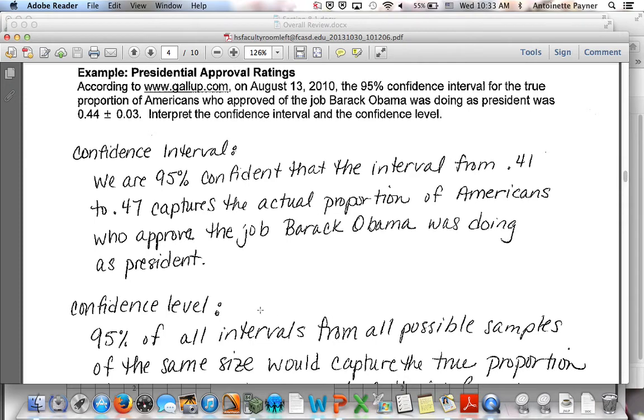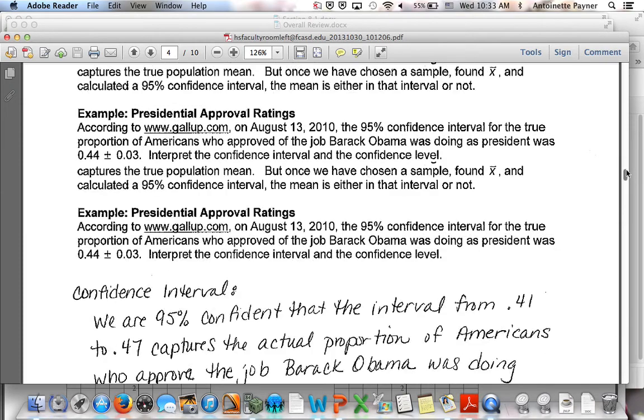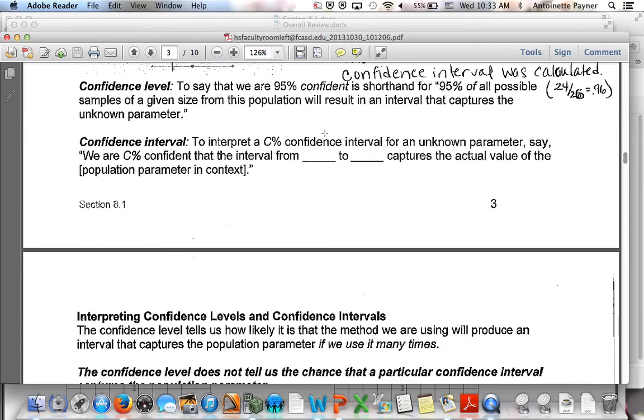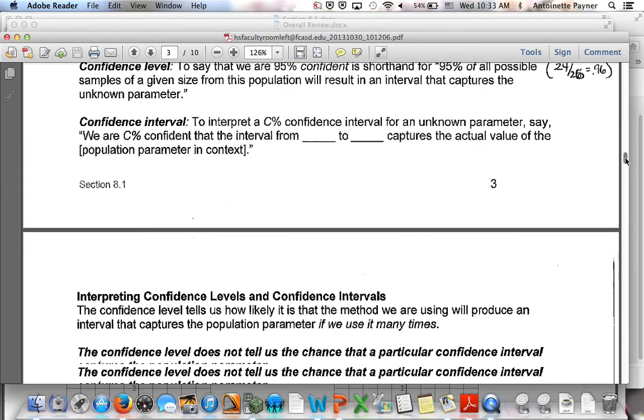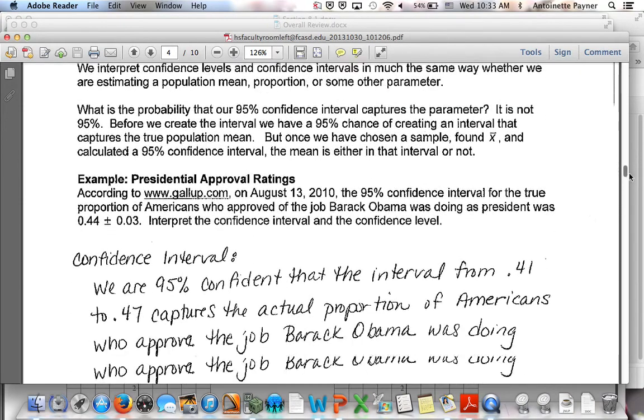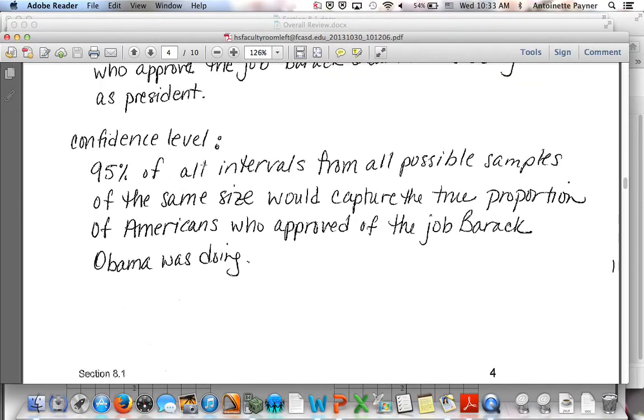When I do the level, so I'm going back, how do I interpret the level? So remember, it's 95% of all possible samples of a given size will result in an interval that captures the unknown parameter. So 95% of all intervals from all possible samples of the same size, I don't know what the size is here, if I knew it I would state it, would capture the true proportion of Americans who approved of the job Barack Obama was doing.